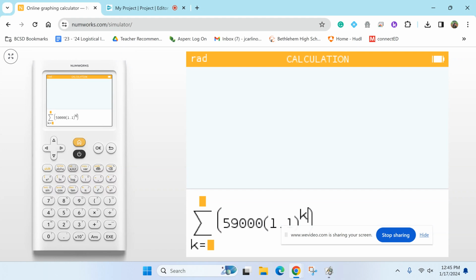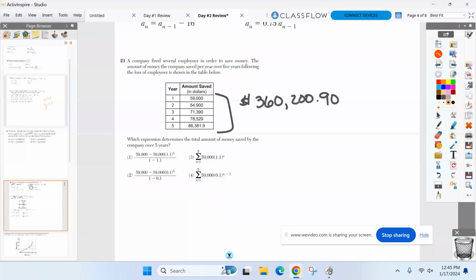Your num works as a K, where your answer key has an N. Anybody find the one that matches $360,200.90? Choice one. Yep. Everyone, choice one. We're good.